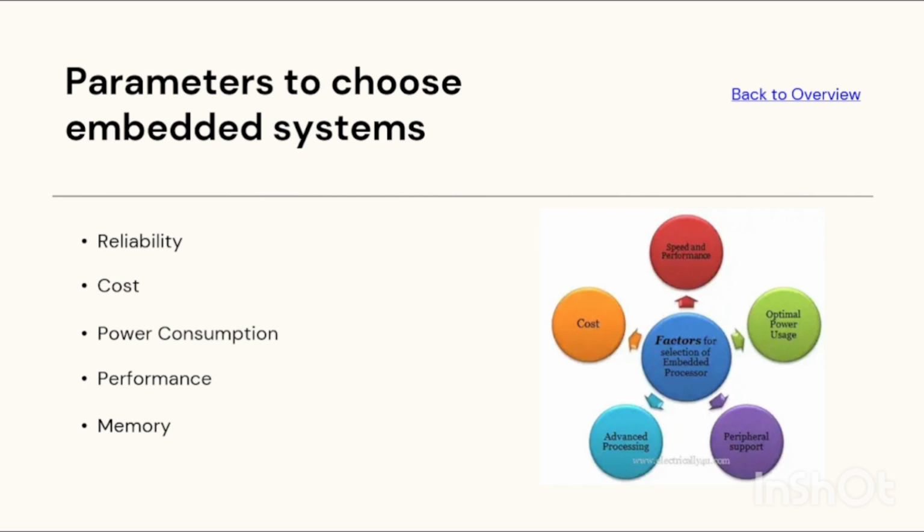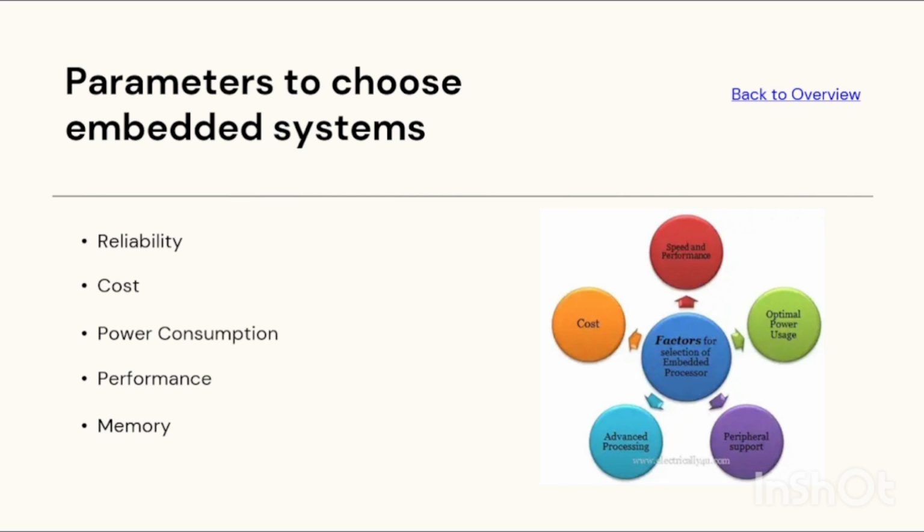So these are the four types of embedded systems based on the classifications. Based on those four types, we are going to see how we select the parameters to choose the embedded system. So choosing parameters is a necessary thing. First, we have to check the reliability. Reliability is based on the product you need, because some products need to be very reliable.